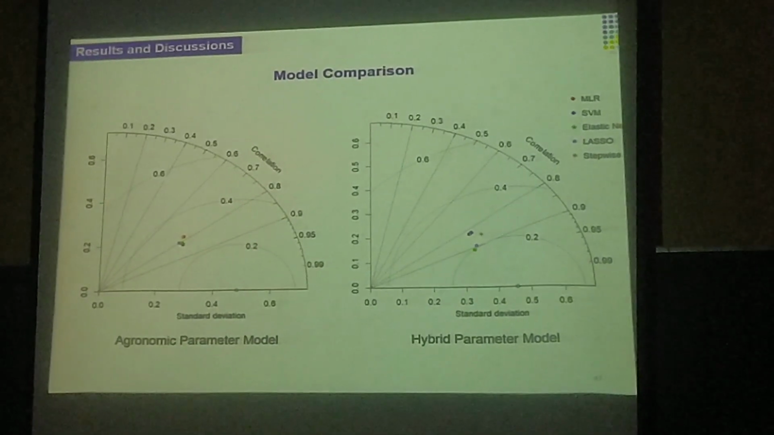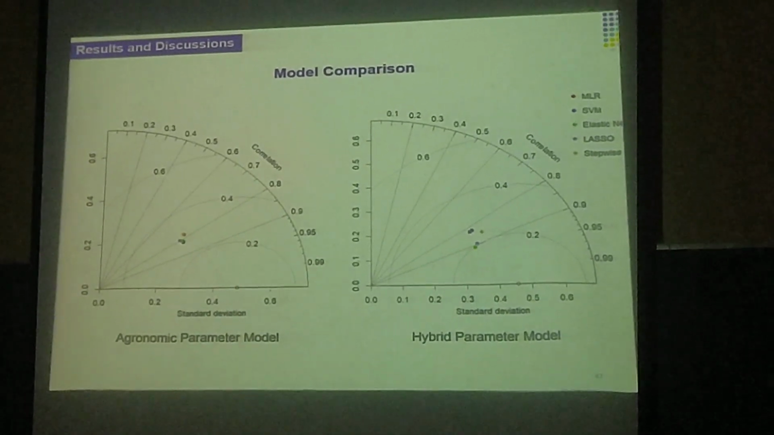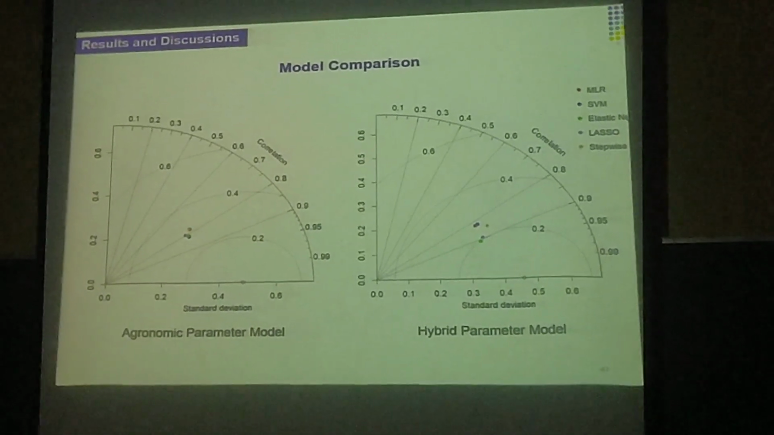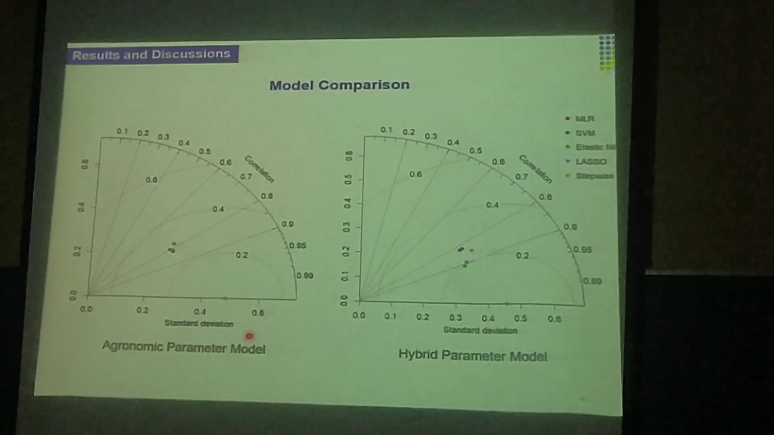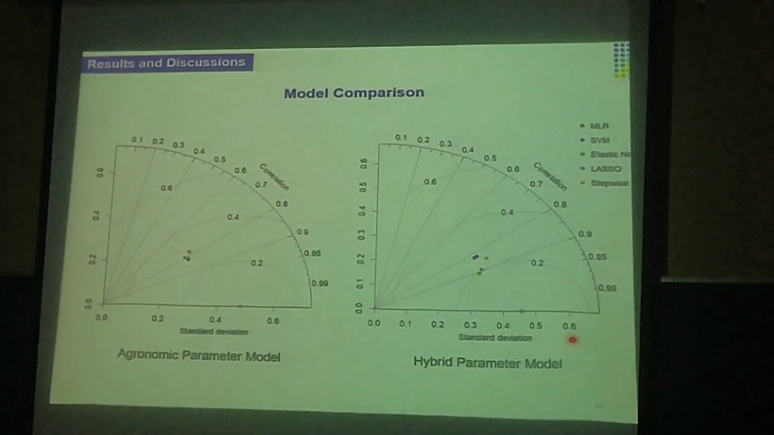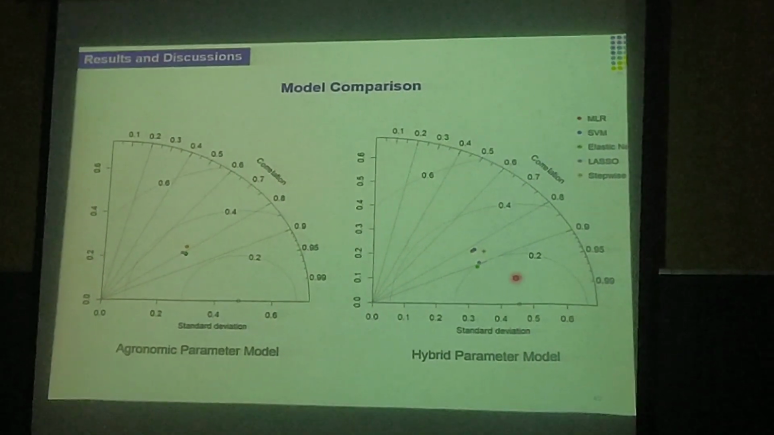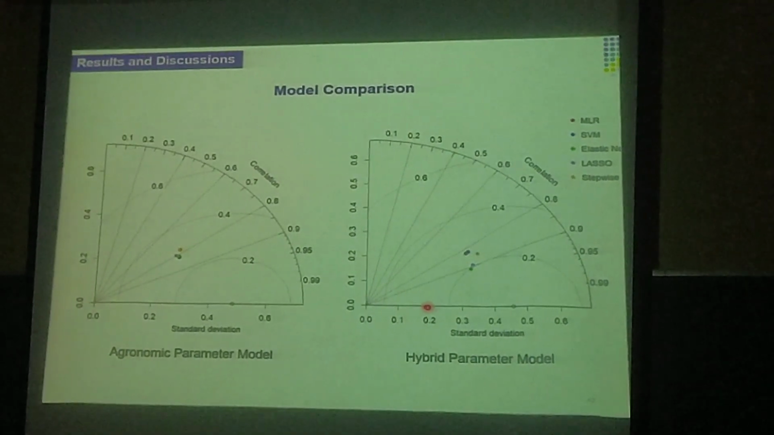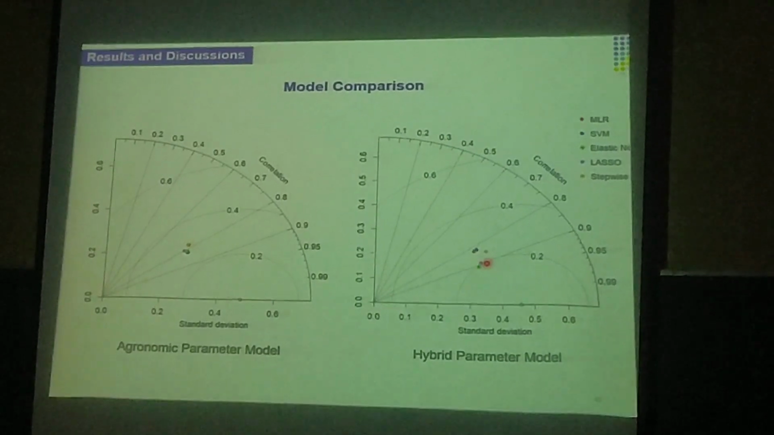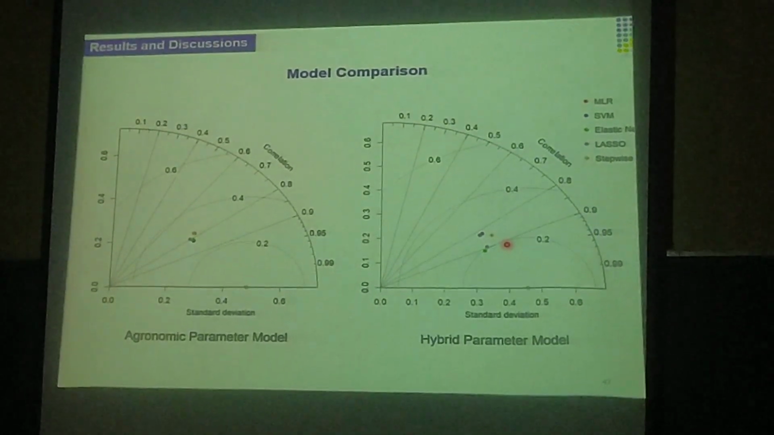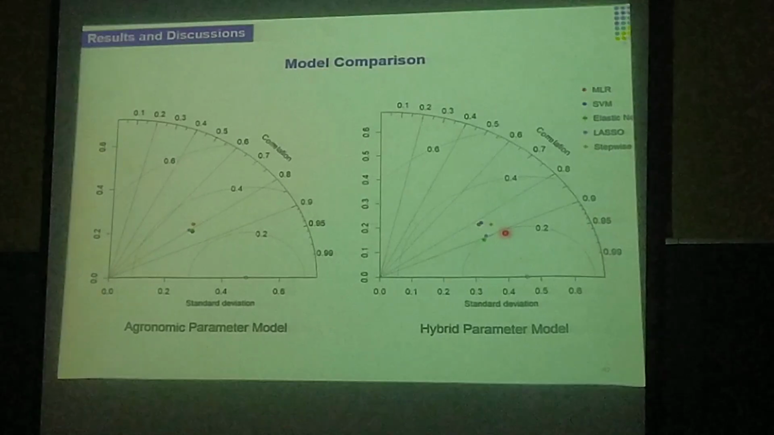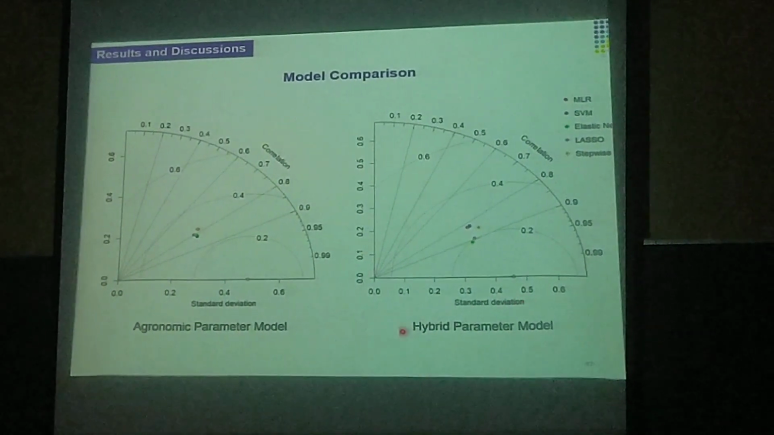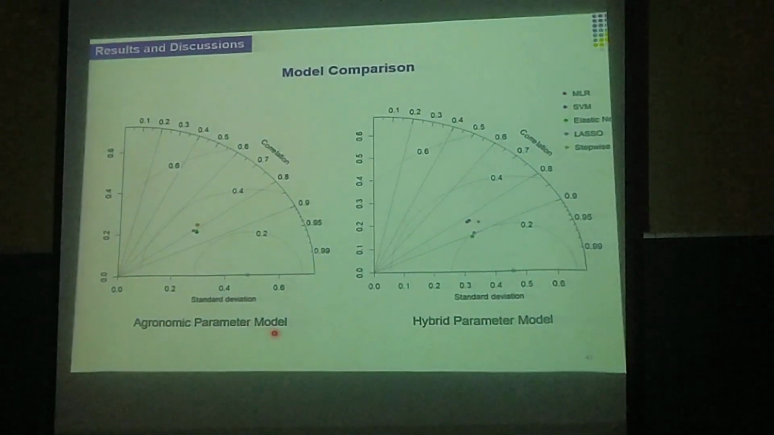Here in the Taylor graph we can see the correlation between the observed yield and predicted yield is comparatively higher in hybrid models than the agronomic parameter model. Among them, ElasticNet and Lasso have performed the best for hybrid parameter models. The RMSE values are also lower in the hybrid parameter model. So we can see the overall performance of the hybrid parameter model is way better than the sole agronomic parameter models.